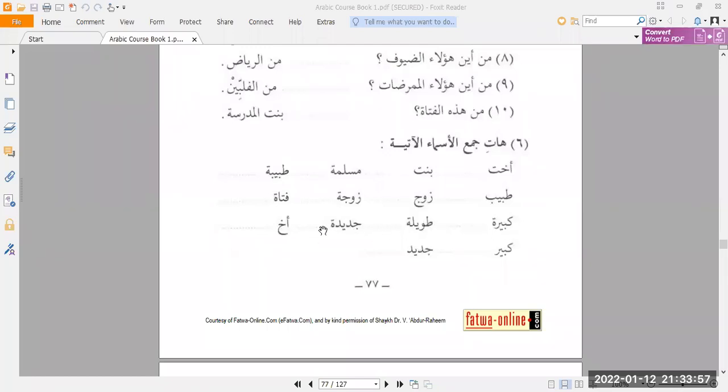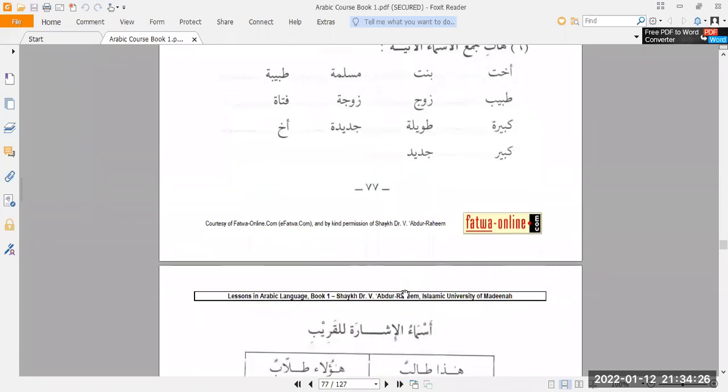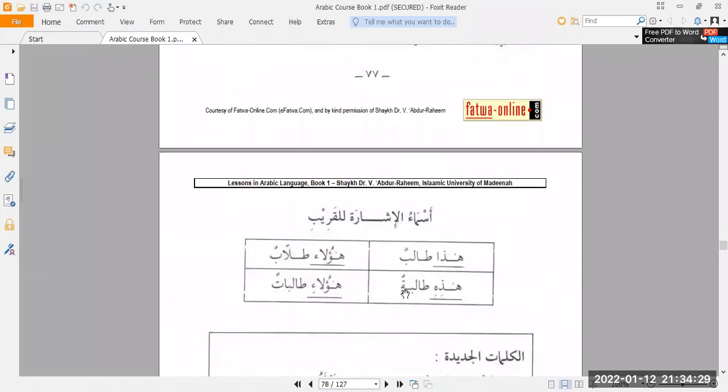See, these are all singular feminine, but the plural is all plural masculine, but that masculine is used both for men and women. Akhun, ikhwatun. Kabirun, like kabiratun. Kibarun, and jadidun, like jadidatun, becomes jududun. So here you could say kabiratun and you could say jadidatun, but the more used form is kibarun and jududun. And that's the end of page 77 and the end of exercise number 6.